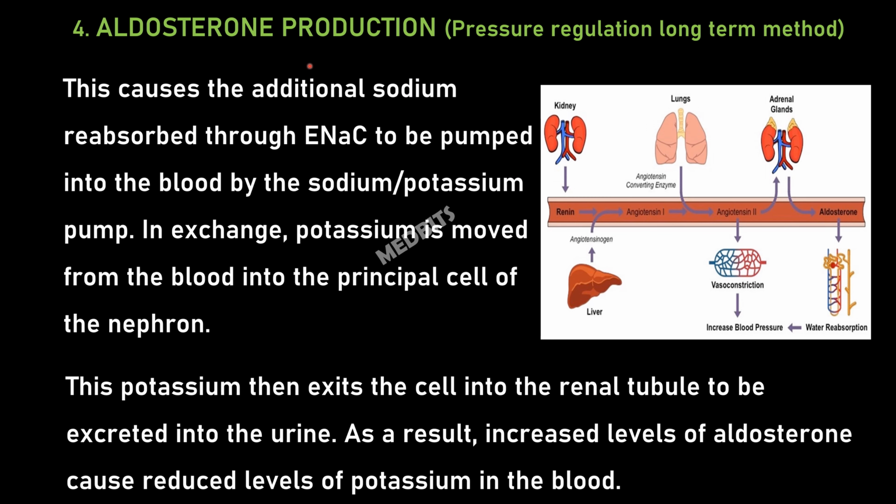We are again talking about aldosterone production itself. Aldosterone production causes the additional sodium reabsorbed through ENaC to be pumped into the blood by the sodium-potassium pump. In exchange, potassium is moved from the blood into the principal cell of the nephron. This potassium then exits the cell into the renal tubule to be excreted into the urine. As a result, an increased level of aldosterone causes a reduced level of potassium in the blood.